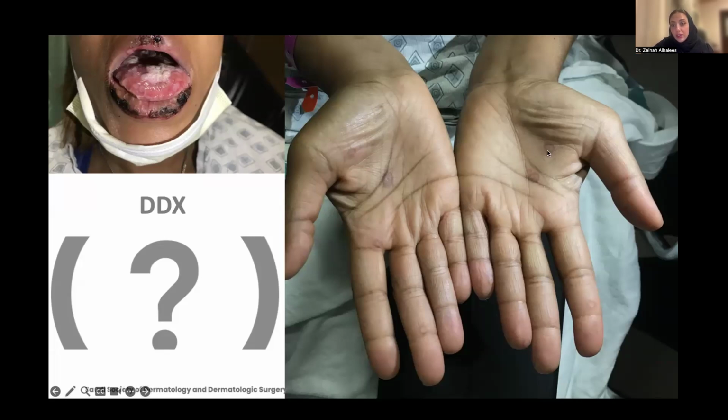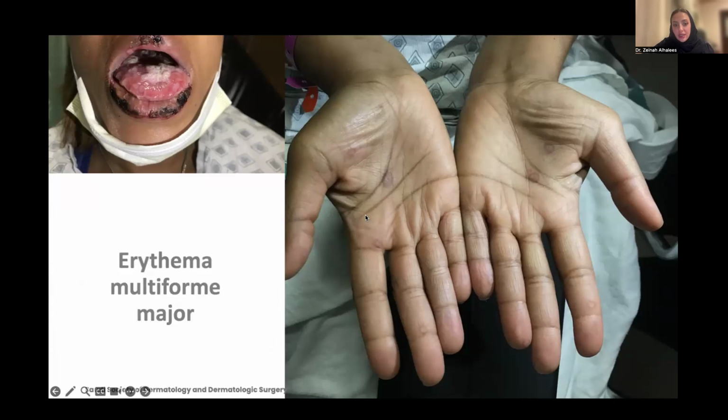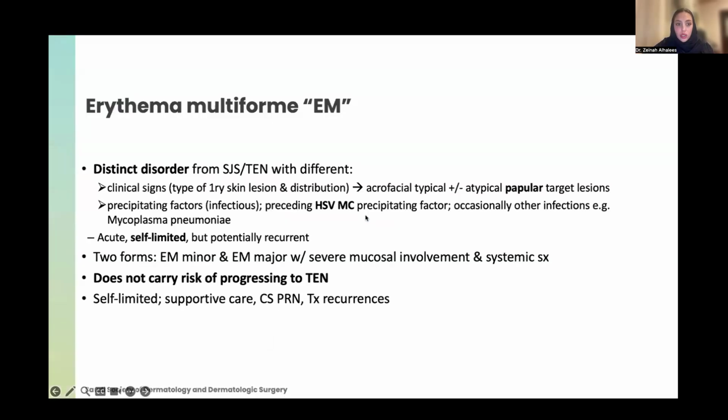Why? Because one, it's 3 zones. So you can see 1, 2, 3 zones: your central dusky, your surrounding white, and then your surrounding dusky erythema. The other thing is that I palpated the patient, so it was actually a palpable target lesion. And this is your most important differential diagnosis, obviously, for SJS-TEN, right? So it's erythema multiforme major, and it's a distinct disorder from SJS-TEN with different clinical signs and different precipitating factors. So you're going to see some dermatologists lump them all in one diagnosis, but the majority actually separate them and don't consider them the same entity.